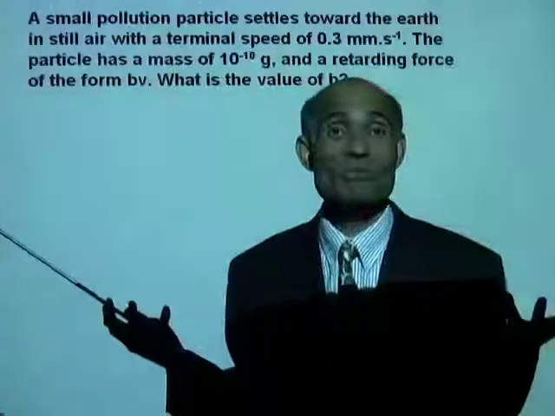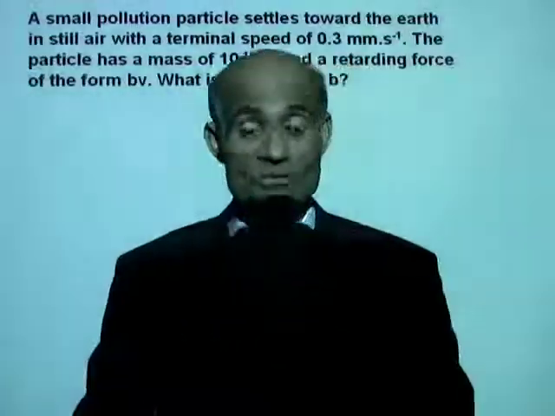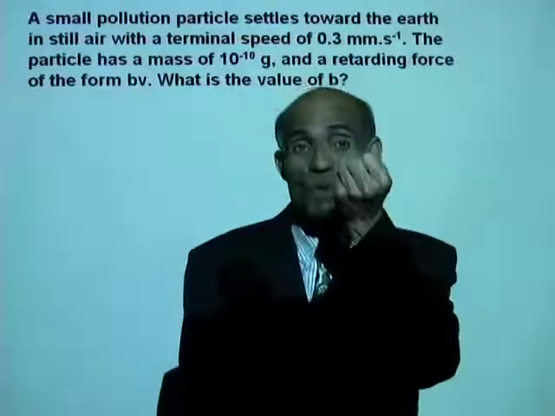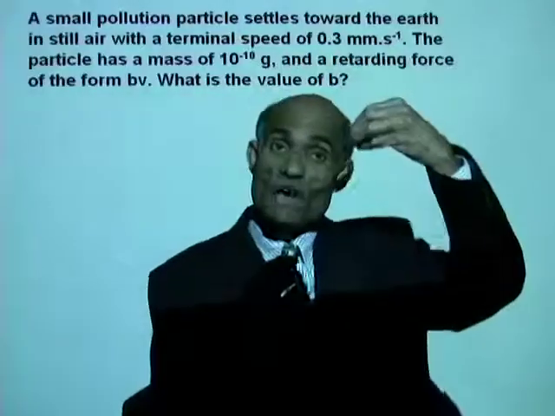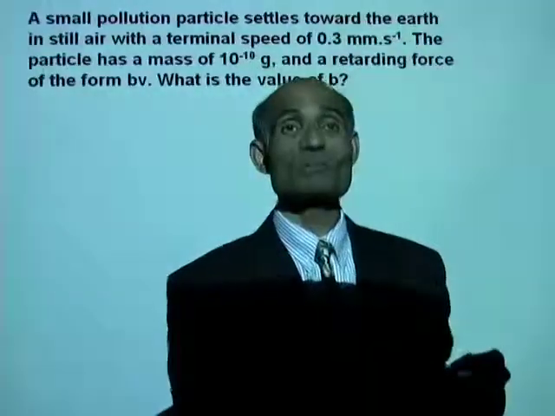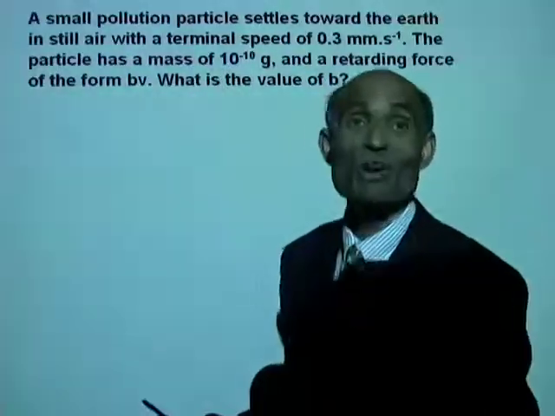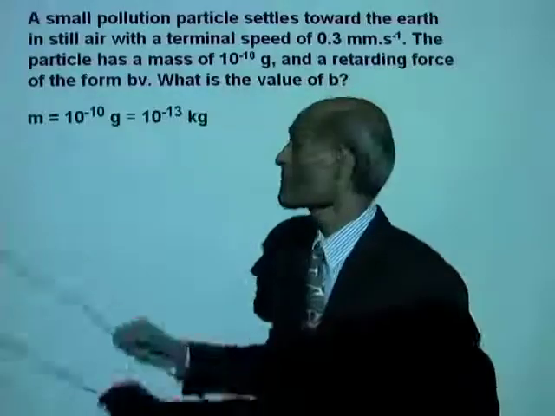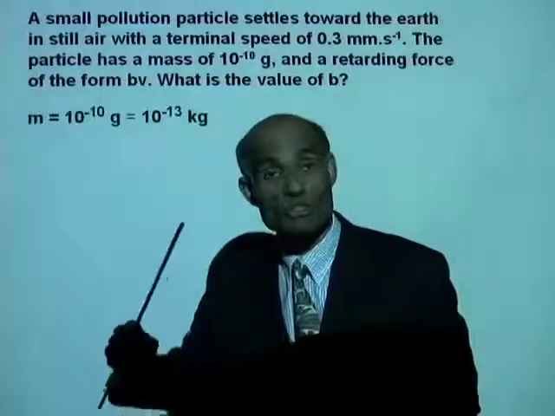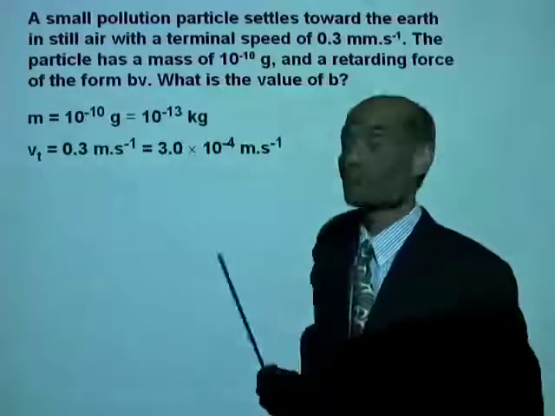The same problem that we did before. We first find the drag force. How do we find the drag force? Because the pollution particle is moving with the terminal speed, the drag force opposing motion equals the weight of the pollution particle. Well, we know the mass of the particle, therefore we can find its weight. Mass is 10 to the power of negative 10 gram. You need to convert that to kilogram: 10 to the power of negative 13 kilogram.